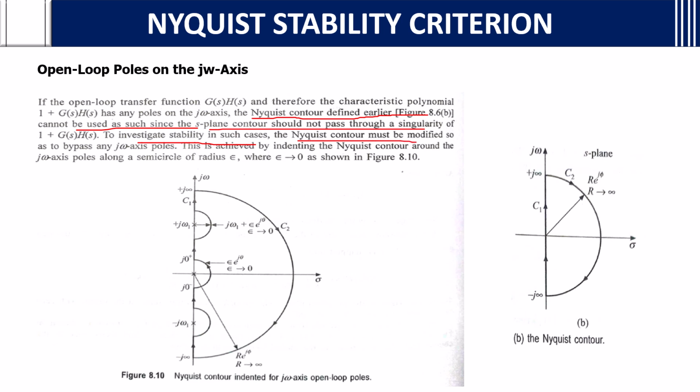So to bypass any jω axis poles, we need to modify the Nyquist contour. This is achieved by indenting the Nyquist contour around the jω poles along a semicircle of some radius, which tends to 0, as shown in the figure. Here, if you see, all the Nyquist contour indentations for jω axis open loop poles are on the right half of the s-plane, in the form of semicircles.